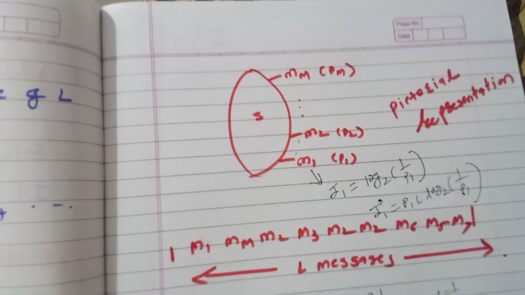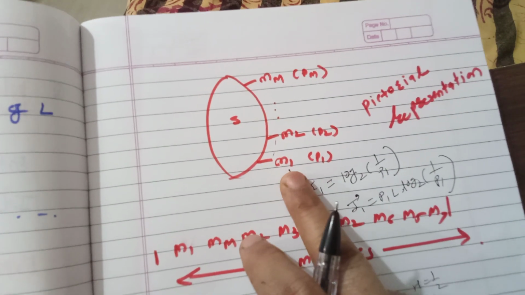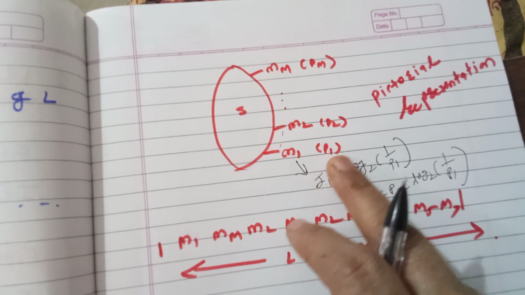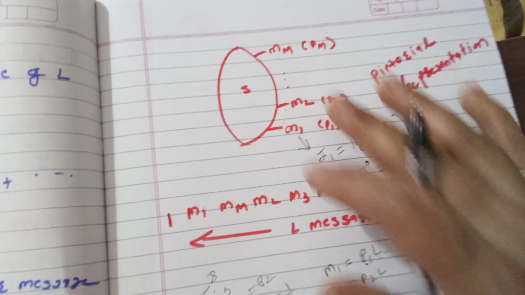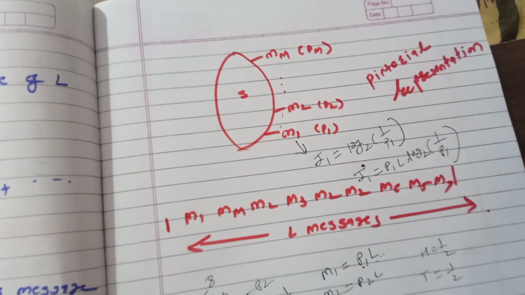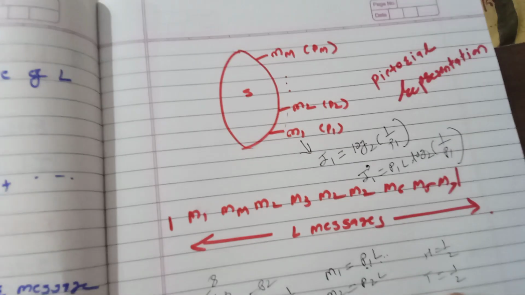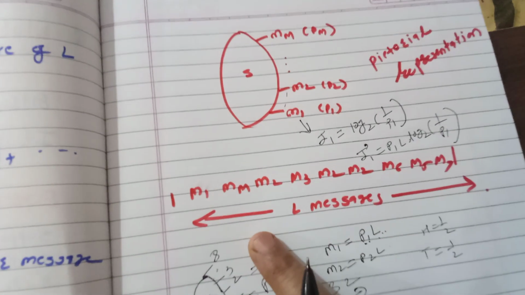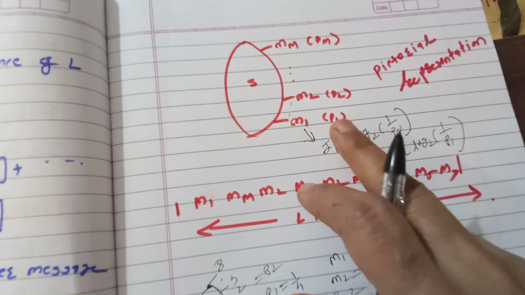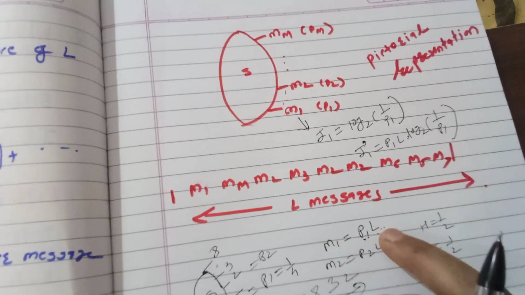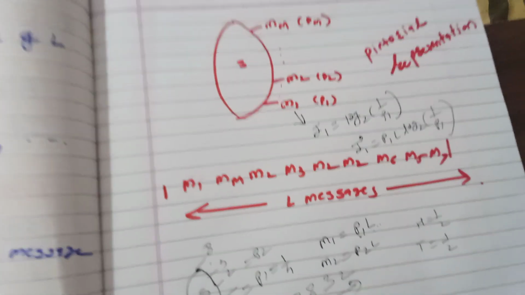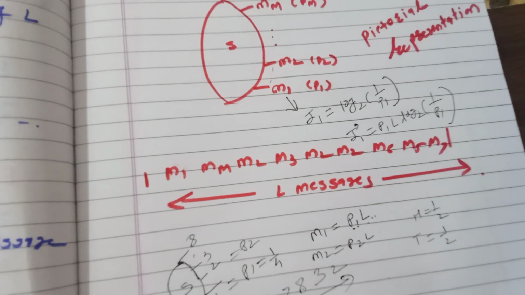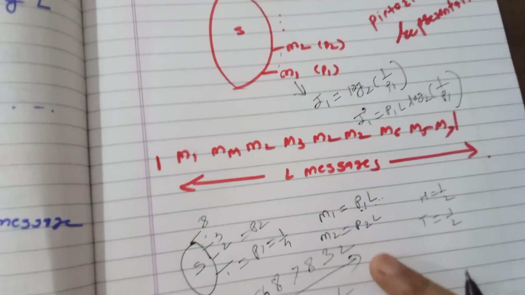I hope you understood this. Once again, in short, this is the source which generates these messages associated with these probabilities. Then we observe this source. It transmits messages amongst M1 to MM. We have taken L number of messages. In that, how many times M1 occurs depends on its probability. So M1 occurs P1 into L times, that is, number of messages multiplied by its probability. M2 occurs P2 into L times.